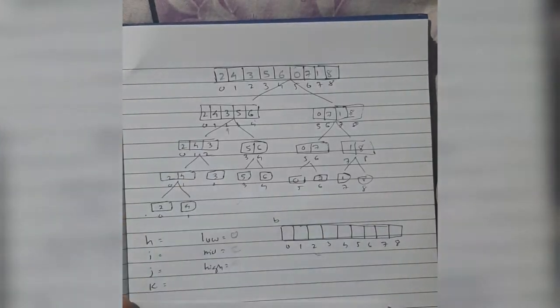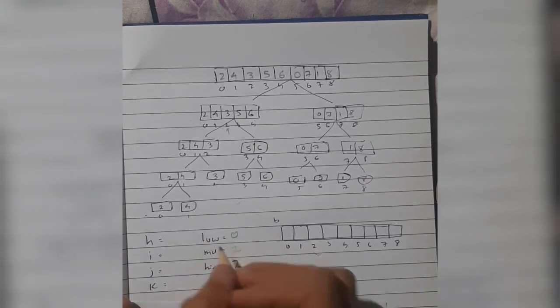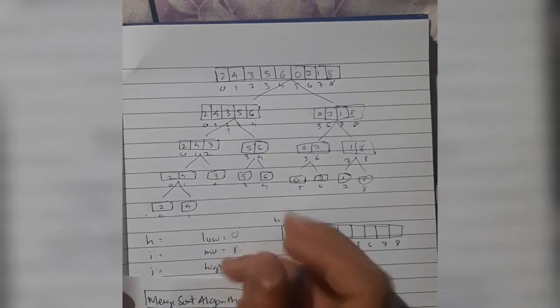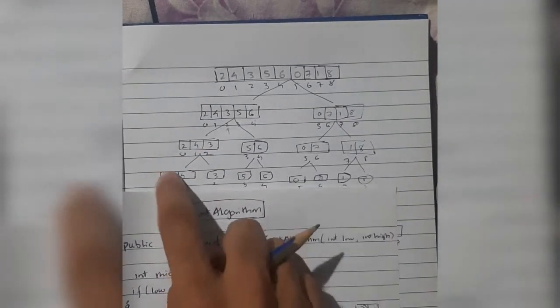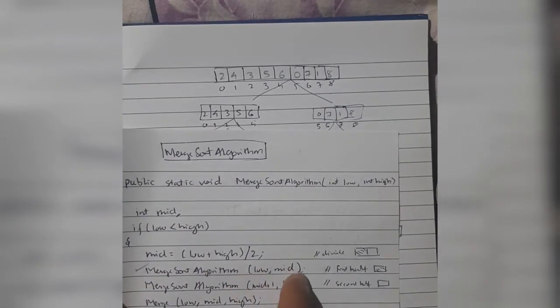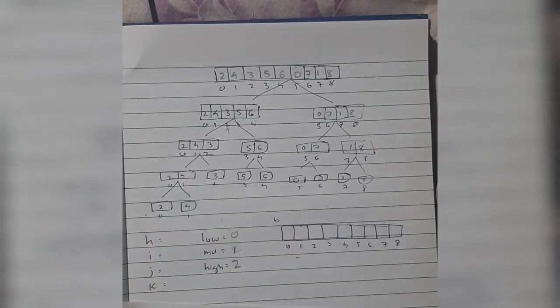Now we are under this array. In this array, the low and high value is 0 and 2. Then mid value will be low plus high by 2 is 1, so mid will be 1. So now we are dividing this into two parts. Then this array will be passed. This array will be called merge sort low and mid. The low and mid value are 0 and 1. This array will be passed 0 and 1.